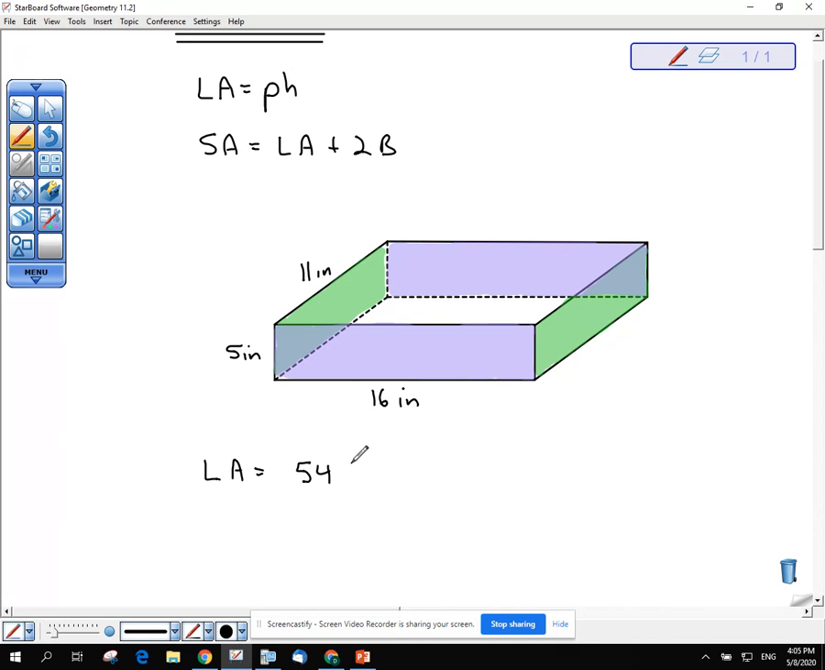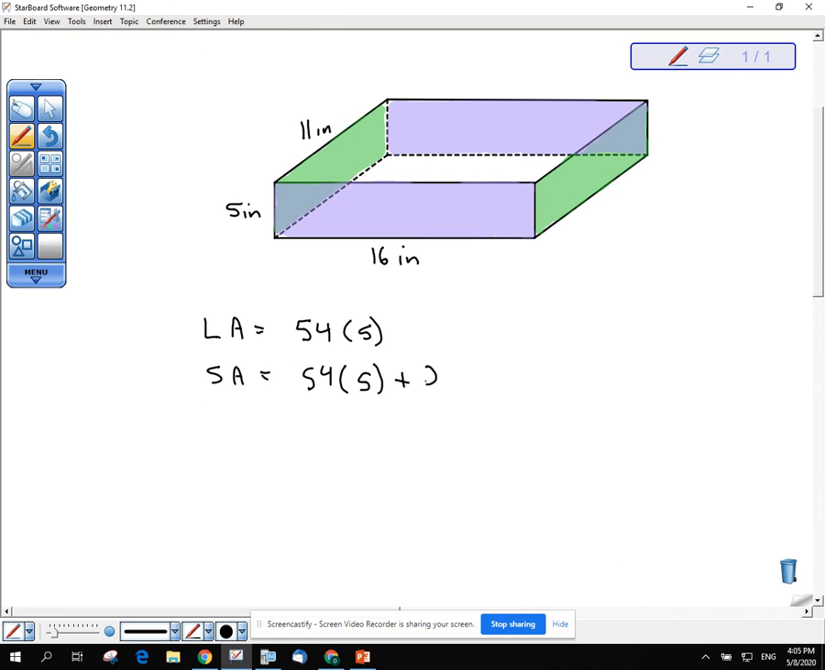Times the height, which is 5. Okay, now that's the lateral area. If I were to ask for the surface area of the same figure, it would be 54 times 5 plus the area of 2 of the bases, which are 16 by 11. 2 times 16 times 11. 16 times 11 is 176, just to keep that a little bit simpler.